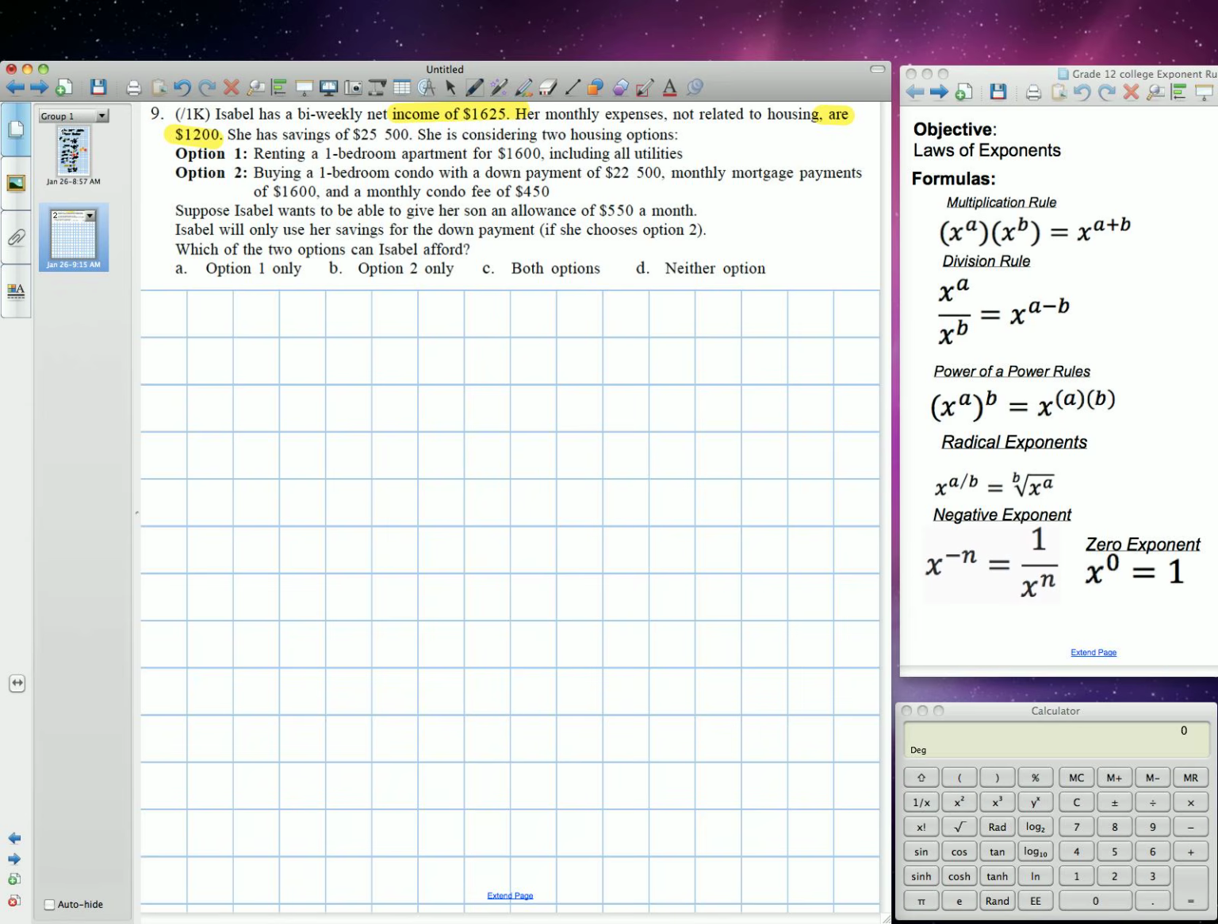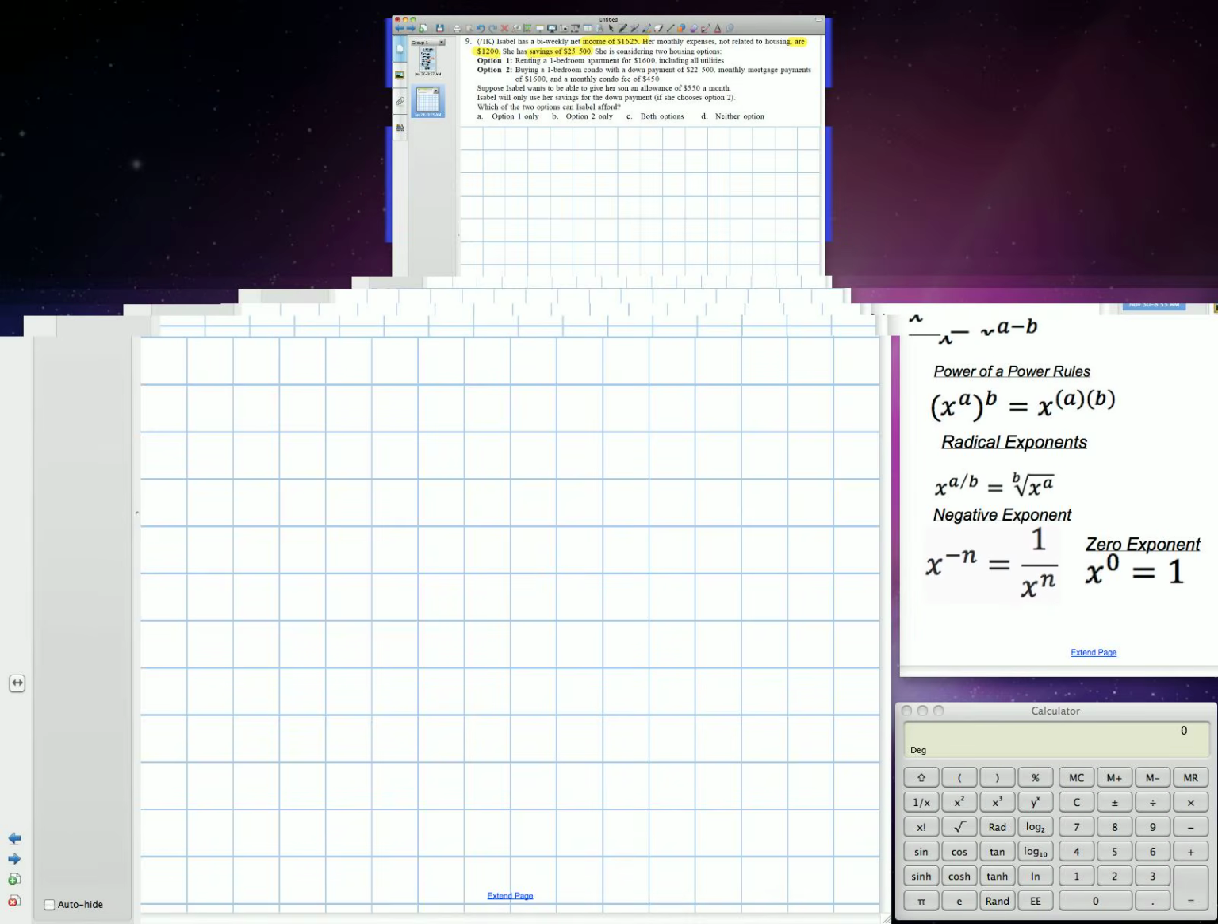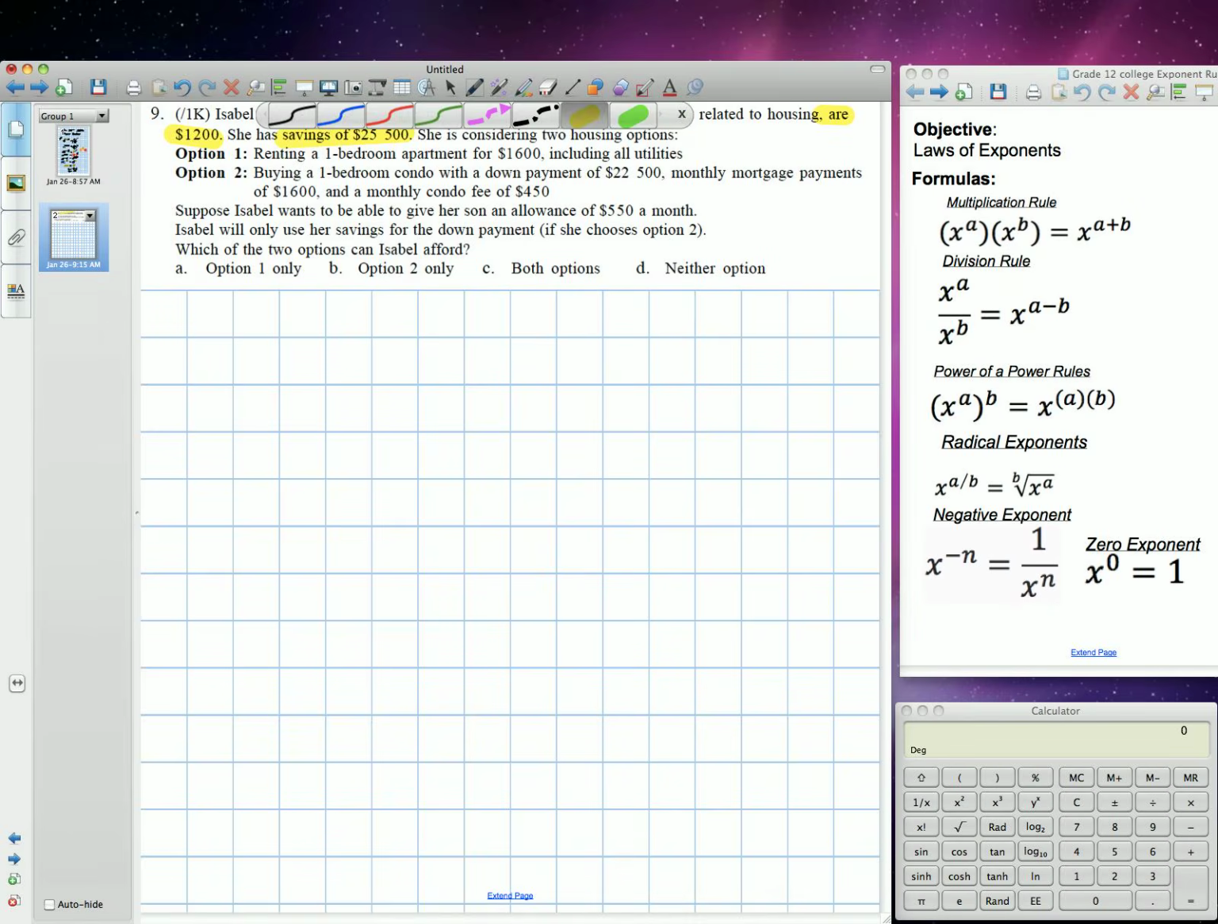So it says she had expenses of $1,200, not including housing. So right off the bat, this is what we're going to start with. Because she's going to have 2 options, we're going to split this into 2 options. Okay. Now, in the first one, we'll do green for income.